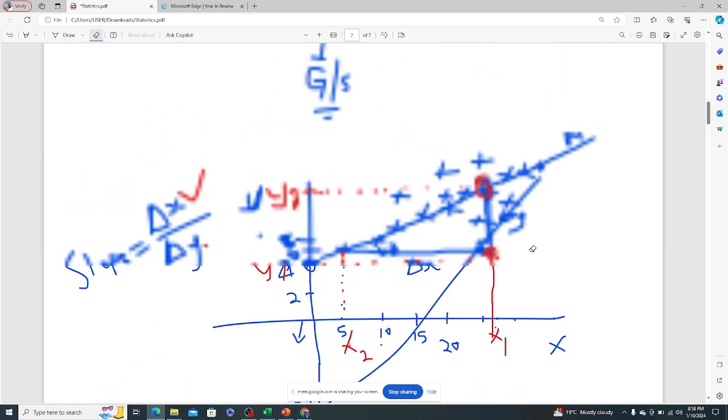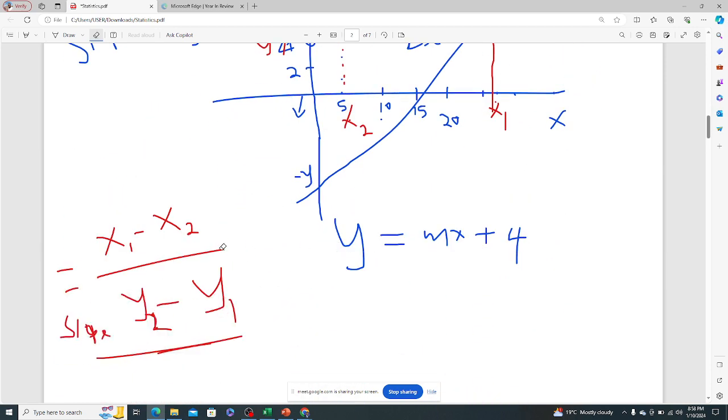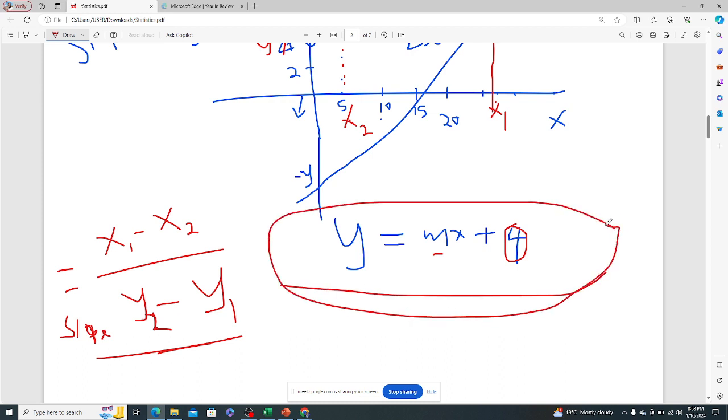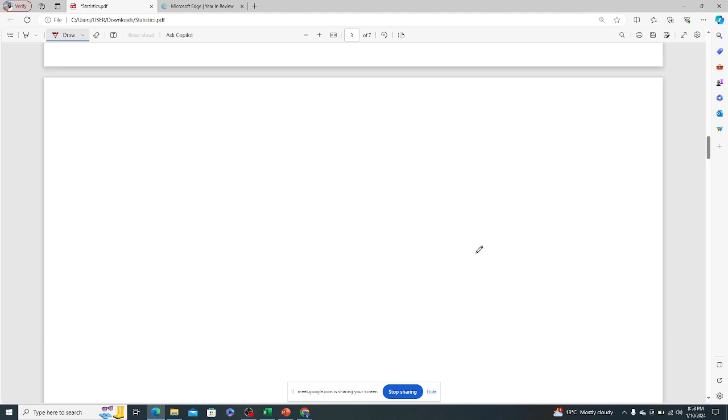Okay, all right. Good. So with that, we will have now the value of our m, and of course we have the value of our y-intercept. So in this case, you will have a complete model, or a complete equation of line. Okay? Equation of straight line.